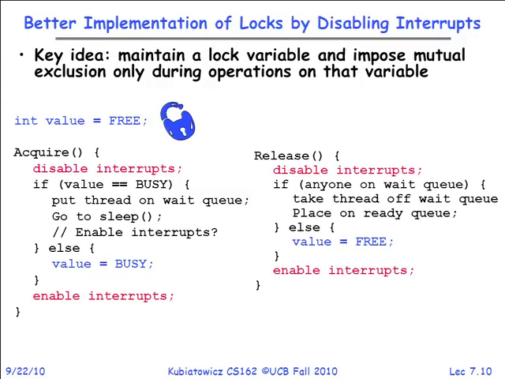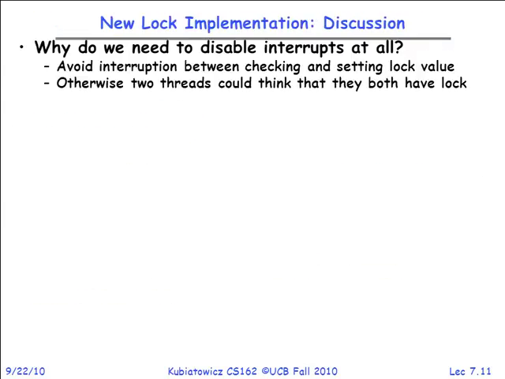Okay, so let's talk about this interrupt for a moment. Why do we need to disable the interrupts at all? The reason is that the way we're doing this, we have to avoid interruption between checking to see whether the lock is taken and grabbing it. If we check and say, oh, look, the lock is free, and then we go to grab the lock, and in the meantime somebody else grabbed the lock, now we've got a problem.